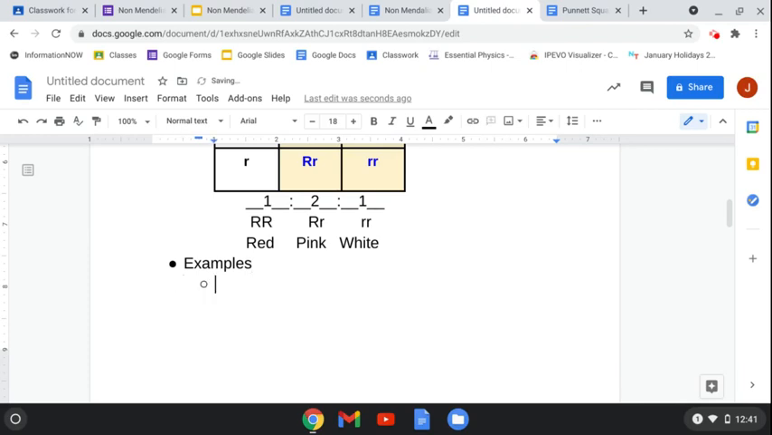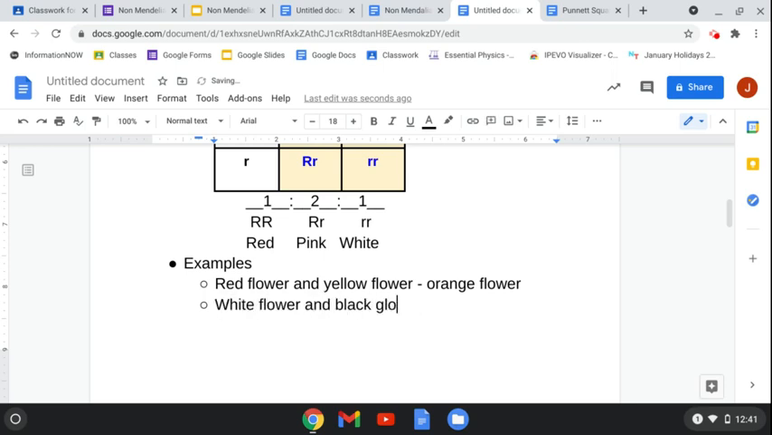So one of the things, if you have a red flower and a yellow flower, and your intermediate is an orange flower, that's an example of incomplete dominance. Also, if you have a white flower and a black flower, or fur color for an animal, and you end up with something that's gray, then that is also incomplete dominance because you have an intermediate form.